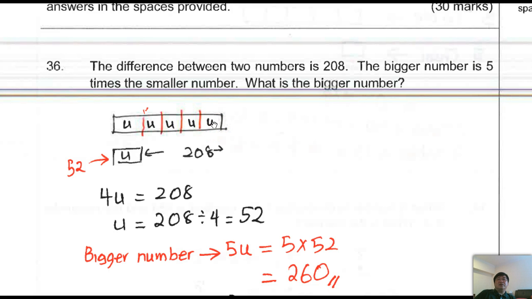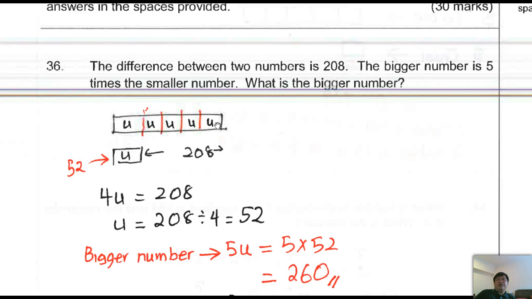Now let's take a look at the question. The question asks, what is the bigger number? The question is asking us 5u: 1, 2, 3, 4, 5. Now we can't really find 5u at this moment without finding out 1u first. To find out 1u, here it says that this 4u is actually 208. So 4u is 208. 1u is 208 divided by 4, which gives us 52. This means this is 52, 52, 52, 52, 52, and 52.